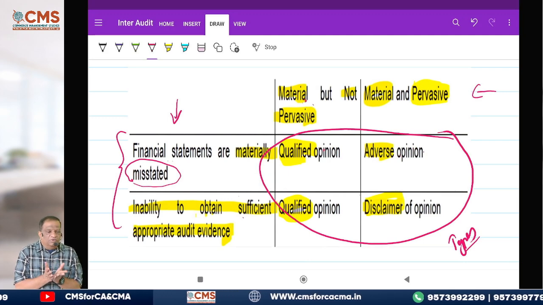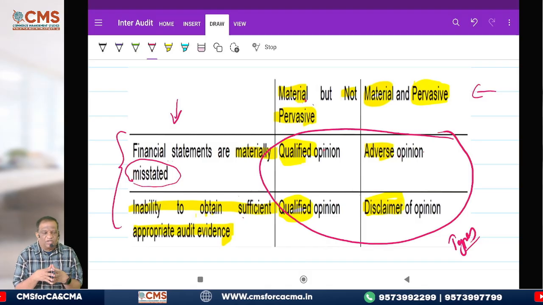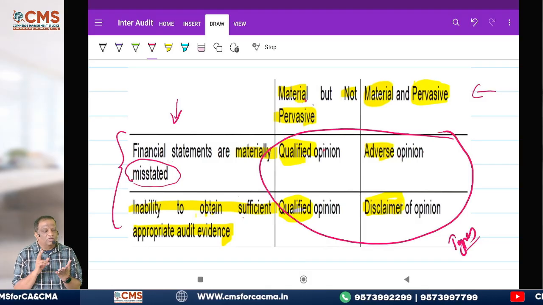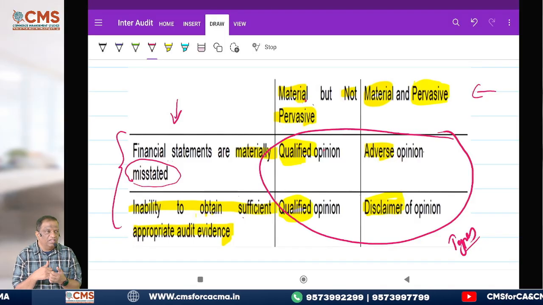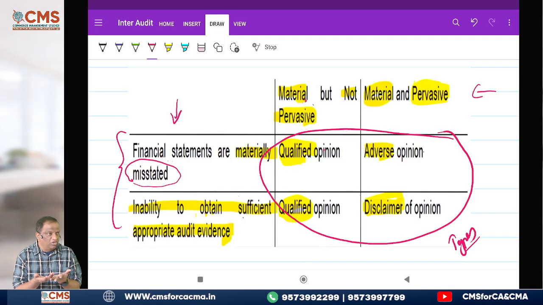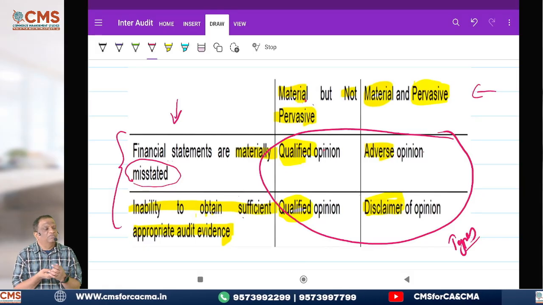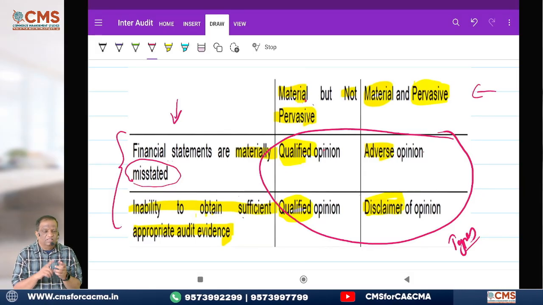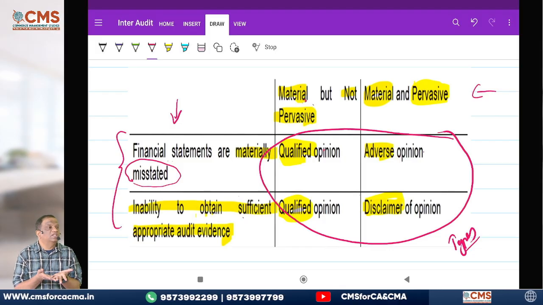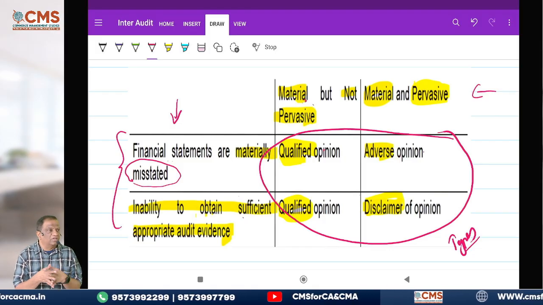In this, now you tell me, SS705 deals with what? Modified reports. Now in the modified report, there are two probable questions. One is, what are the circumstances why I modify? The second one is, what are the three modified reports? Now you tell me the second one first. What are the three types of modified reports? Adverse, disclaimer, and qualified. And what are the circumstances for modification? Misstatement and no evidence. That is the simple, and later on you can elaborate.